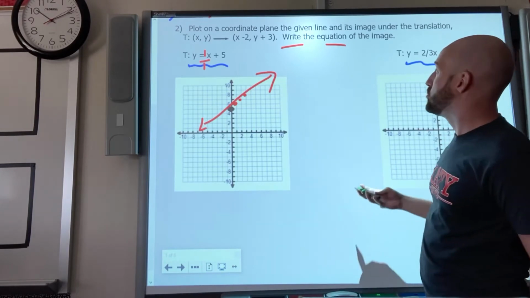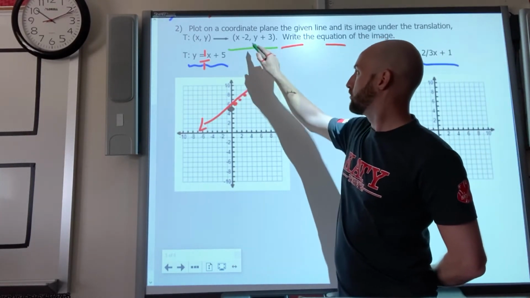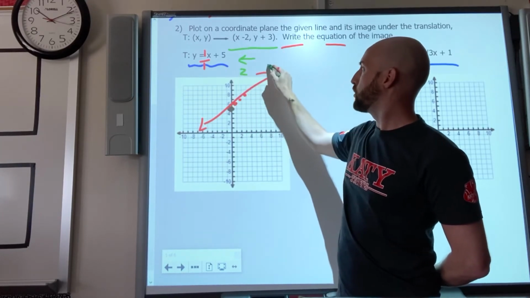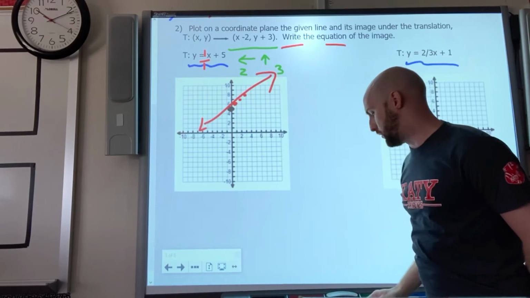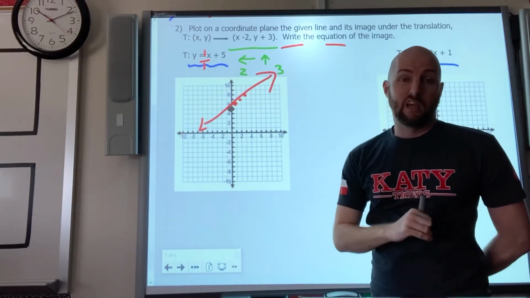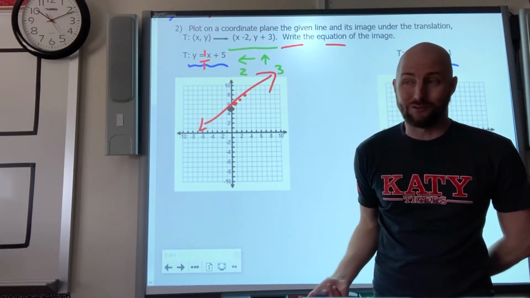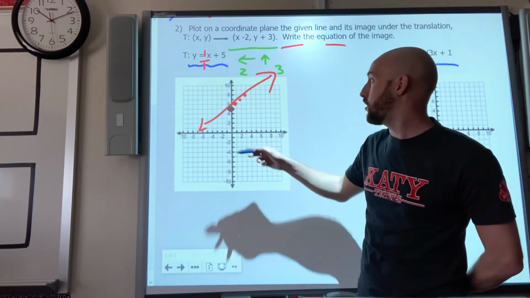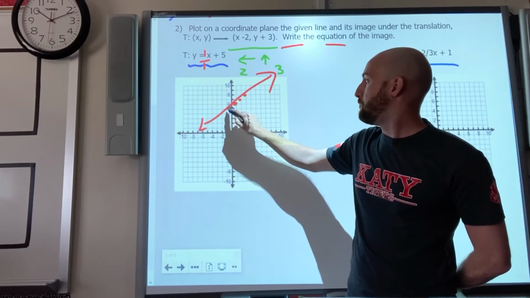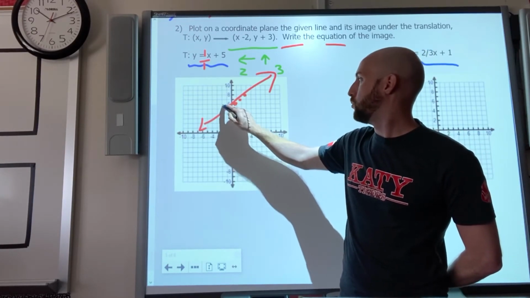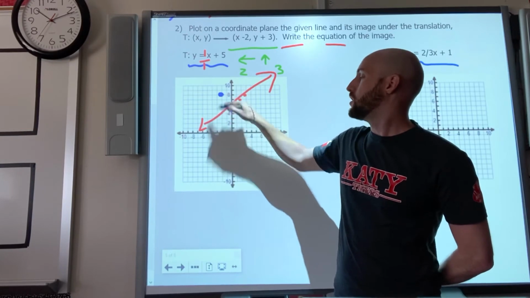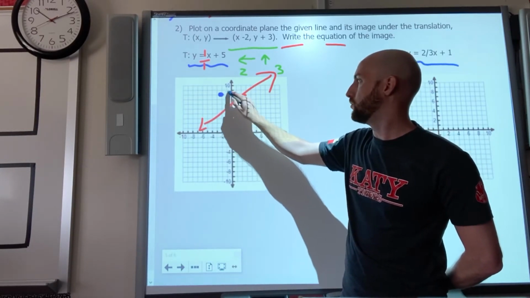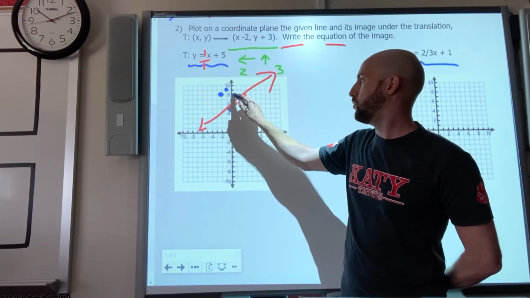It's asking me to use this translation. So minus 2 means we're going left in the x direction 2 spaces, and we're going up in the y direction 3 spaces. You can honestly pick any or all of these points to do this to. I typically like to grab the y-intercept just because it's the most obvious point that I started with. I'm going to walk that one back 2 spaces and up 1, 2, 3. Okay. You can do that for all of these points. Like here you go back 1, 2, up 1, 2, 3. For this one, back 2, 1, 2, 3.